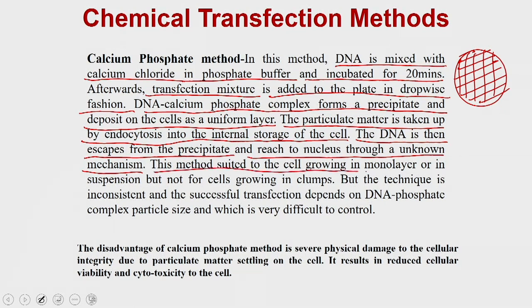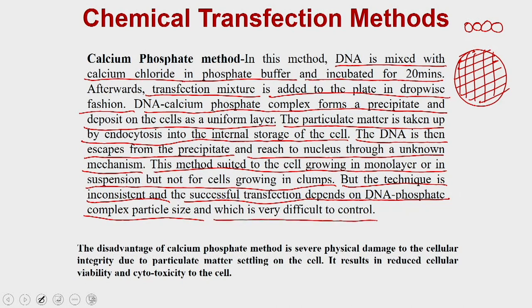This method suits cells which are growing in a monolayer, which means cells making a thin sheet or thin layer, or cells present in suspension, growing in suspension just like bacteria, so they are not making cell to cell contacts. But the technique is inconsistent and successful transfection depends on the DNA phosphate complex particle size, which is very difficult to control. One of the major drawbacks of this technique is that it is only suitable for adherent cells, the cells which form a monolayer, or suspension cells.